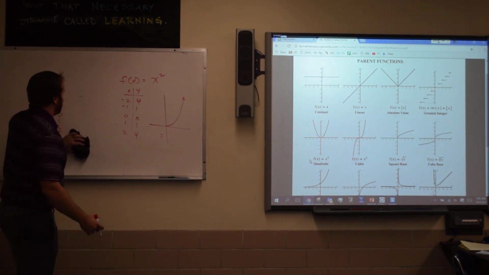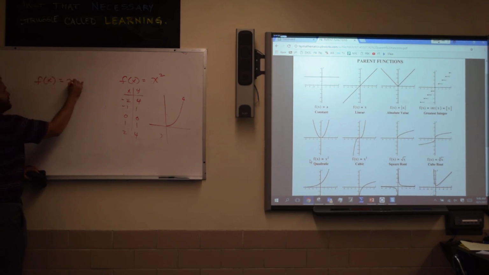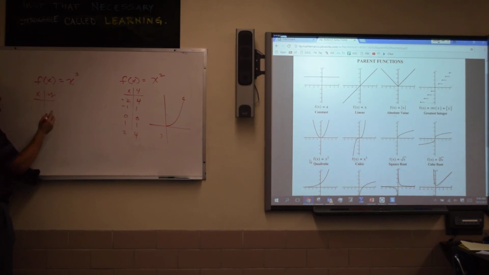Things like, and we'll do a couple of these, f of x equals x cubed. Okay, so again, some key points are -2, -1, 0, 1, and 2. But if I cube -2, I get -8, right? If I cube -1, I get -1. Cube 0, I get 0. 1 gives 1, and 2 gives me 8. And now I have that cluster of points in my mind that I'm going to use.